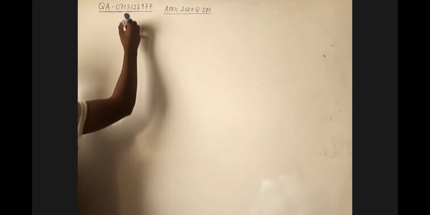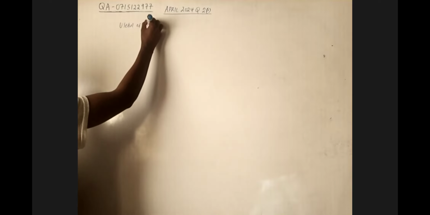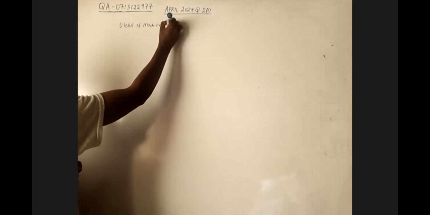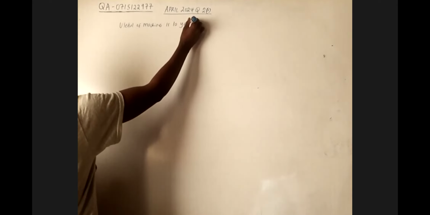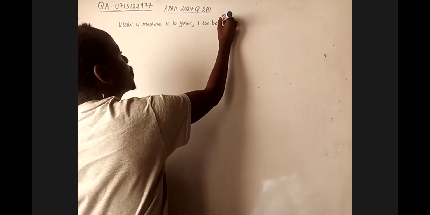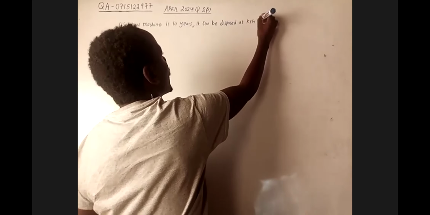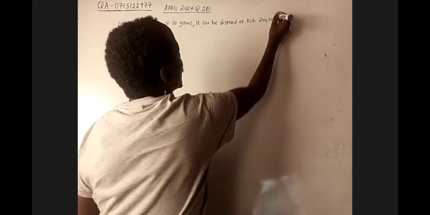Now, we say the useful life of the machine is 10 years. So when the useful life of the machine is 10 years, it can be disposed at Kenya shillings 200,000. Now, the net book value after 8 years is 560.